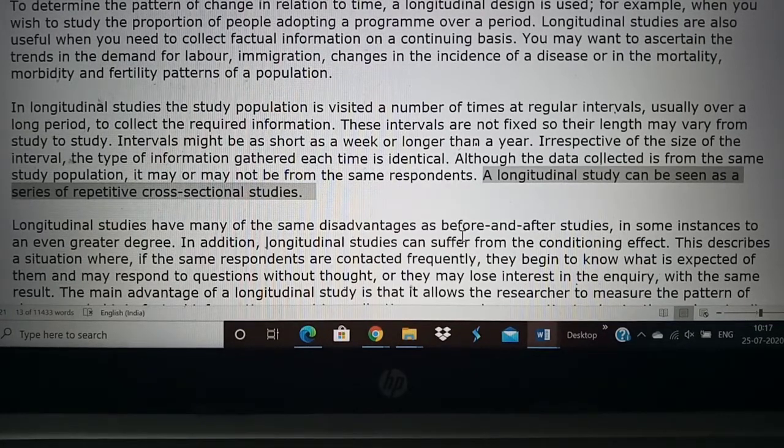Okay, so I hope you understood all these aspects of different methods of research, and especially in this class about the cross-sectional research and the longitudinal research.